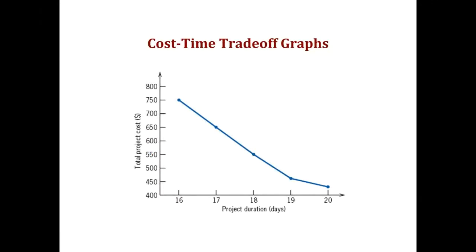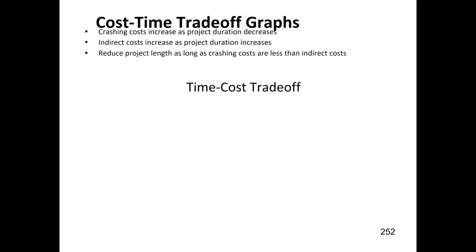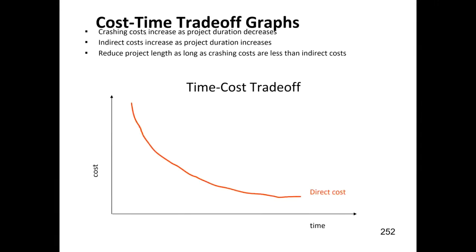These sorts of graphs are often plotted and are also called cost time trade-off graphs. This is just an example of the normal cost. Here you can see the normal cost in a 20 days duration is lesser, but if you crash it, your project total cost goes up. A few things that we have to keep in perspective: crashing cost increases as the project duration decreases. So the direct costs and the crash cost is always higher.